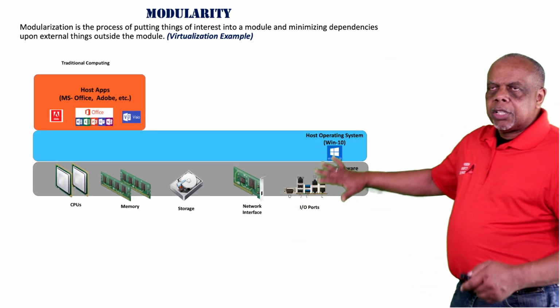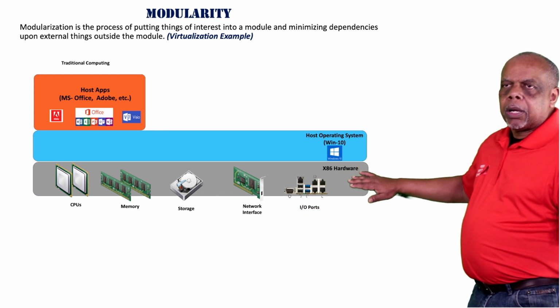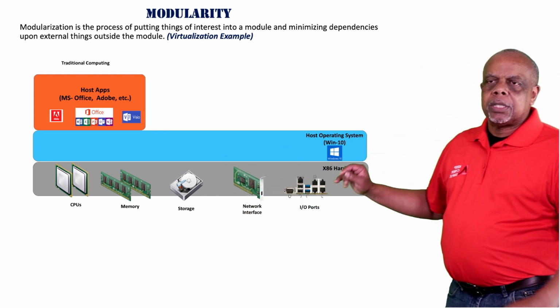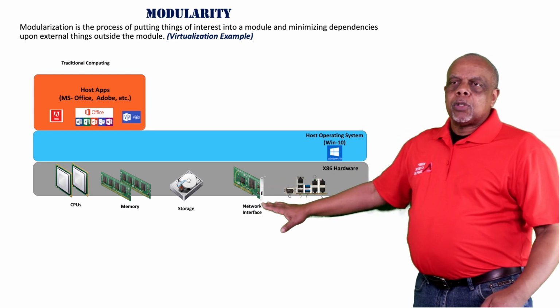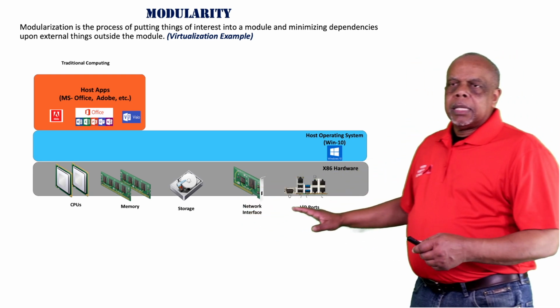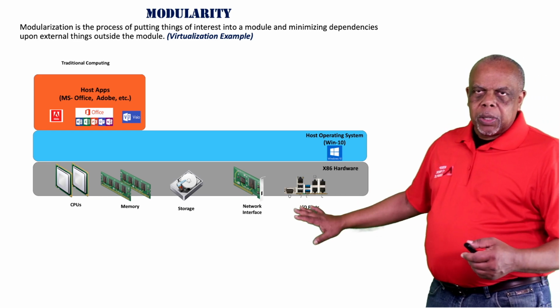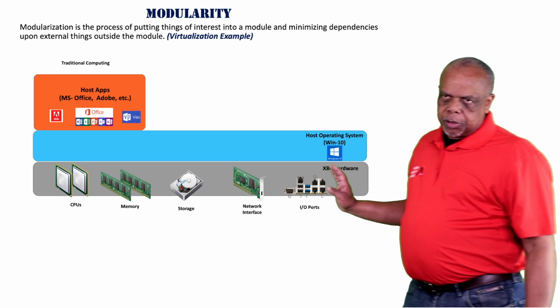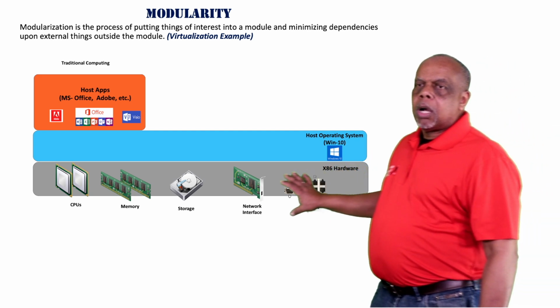This is traditional computing where you've got hardware. That hardware can be your CPUs, your central processing units, your memory, your RAM, your storage, your hard drive, your network interface card, your I/O ports, all your USB ports and things of that nature. All of that makes up your hardware. And of course, there's a power supply in there somewhere, right? Yeah. This is your hardware layer.